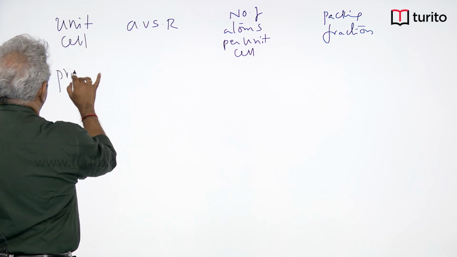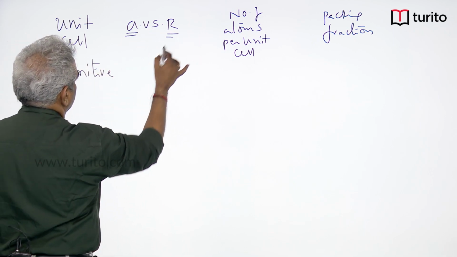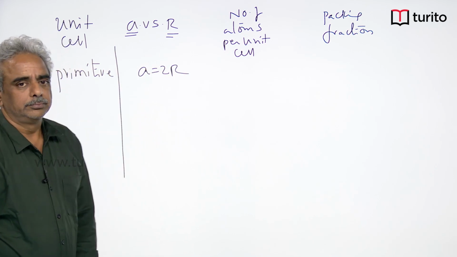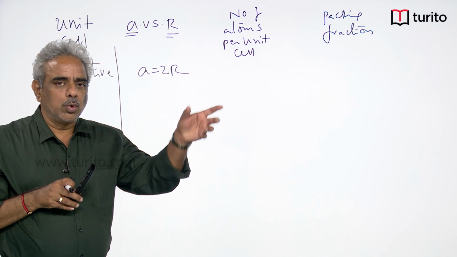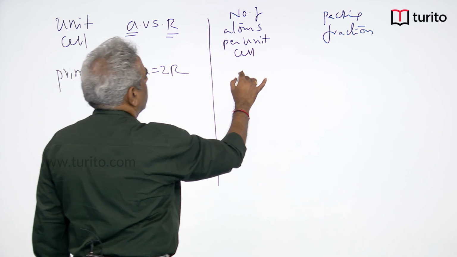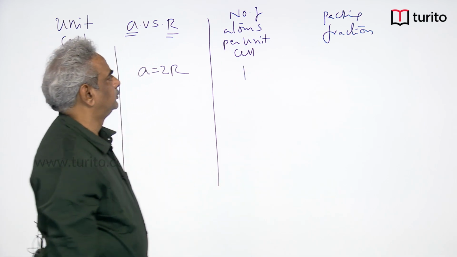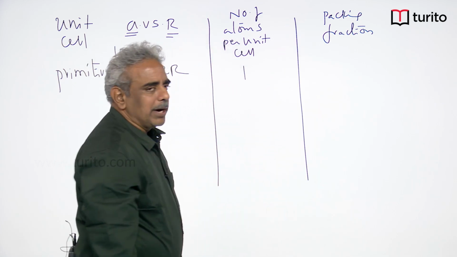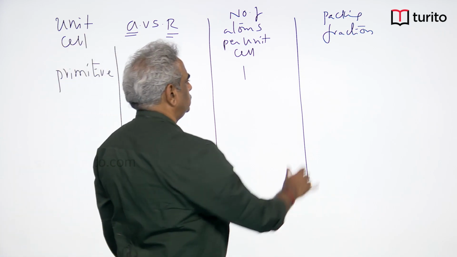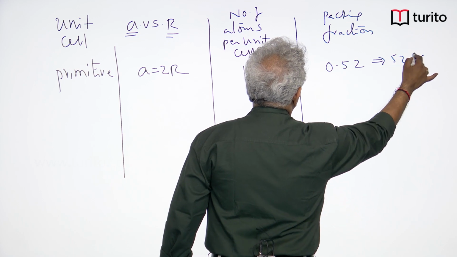If it is primitive, A versus R relation is what? A is equal to 2R. The edge length is given by 2 into radius. There is only one atom per unit cell, 8 corners, 8 into 1 by 8, 1. And I have already proved the packing efficiency, 0.52. You can say 52% occupied.